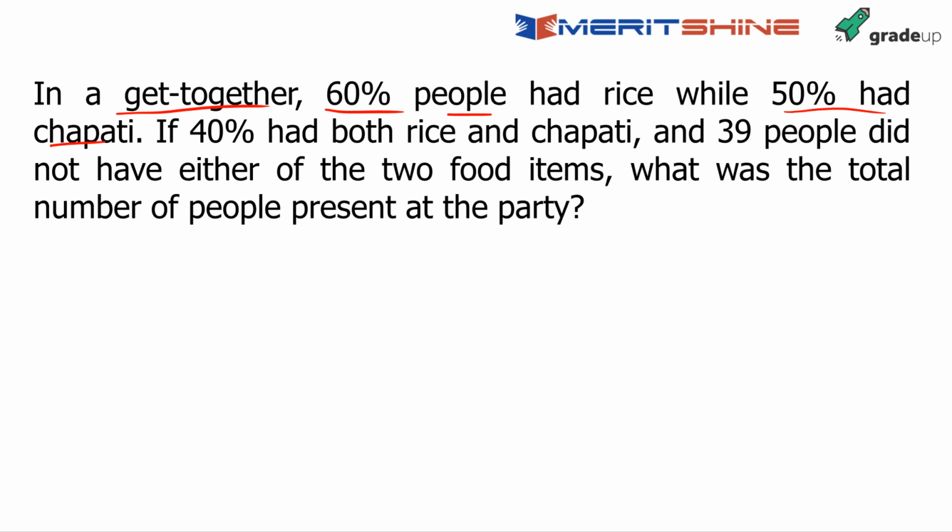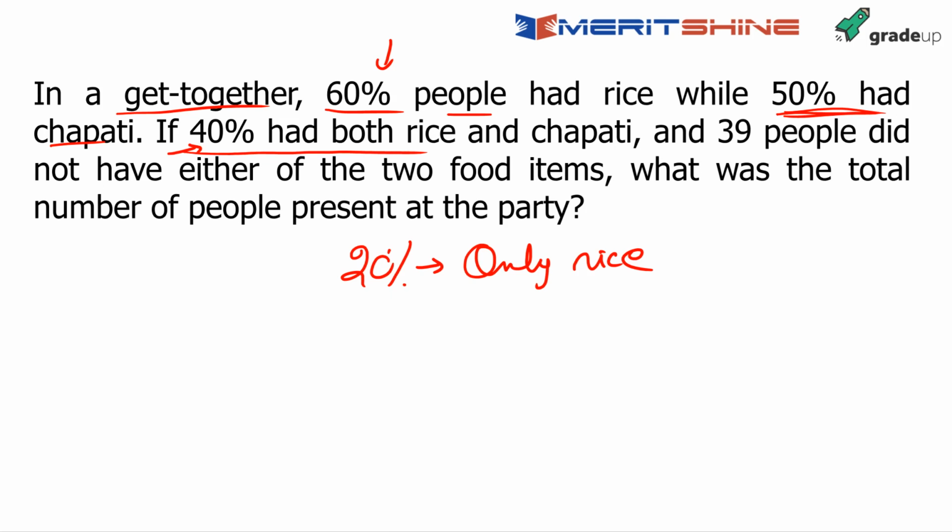Let's move forward. 40% had both rice and chapati. Look at this. If 60% had rice and 40% had both rice and chapati, how many percent people would have only rice? Only common sense, forget set theory. It would be 20%: 60% rice, 40% both rice and chapati. It means that 40% of them are those who ate both things. So what percentage of people had just rice? It will be 20%. Likewise, do it with this part. 50% had chapati. So 50 minus 40 is 10. It means 10% people had only chapati.